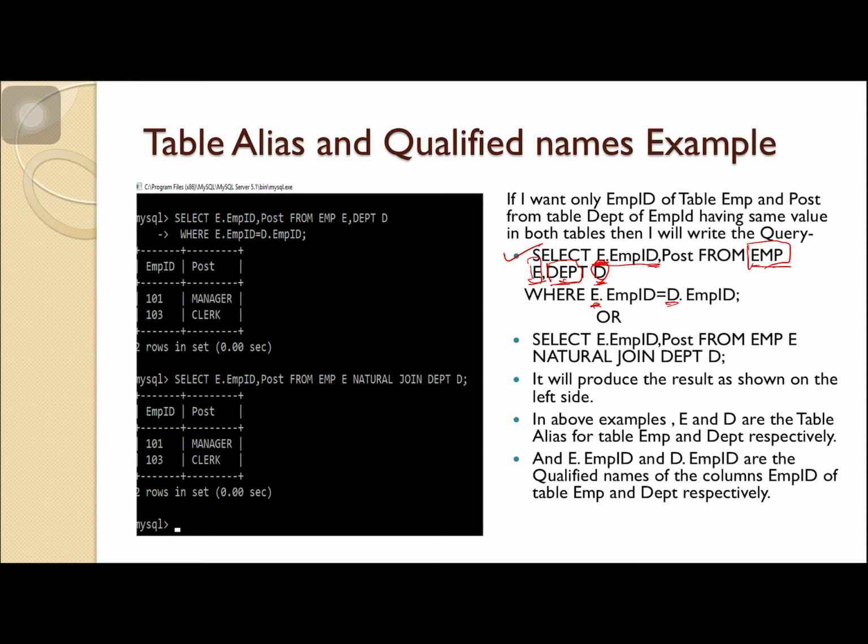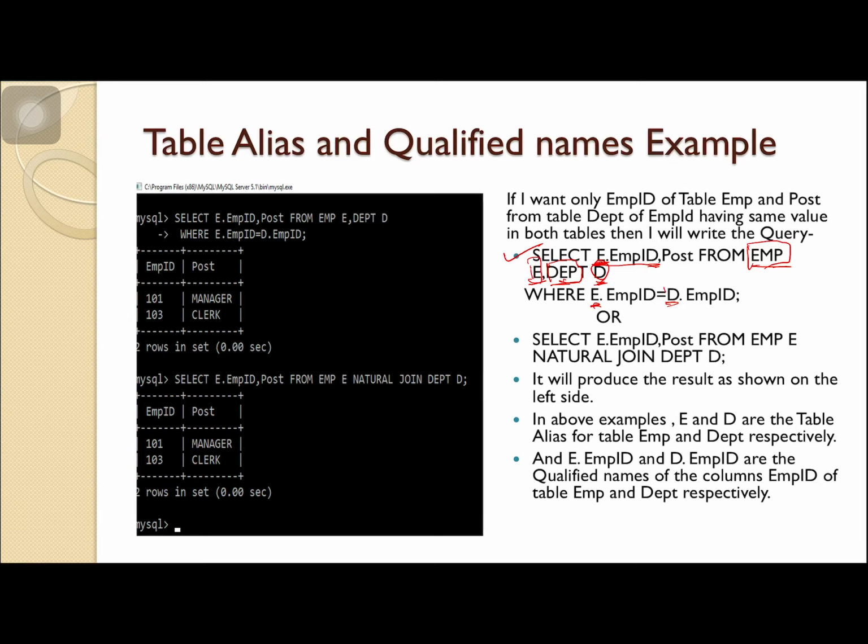Okay. So we can use these alias E and D for the temporary name of the table. This is useful whenever we want a lot of columns from a particular table. This is the qualified name. Okay. Qualified name means whenever there are two tables having the column with the same name, we have to give them the qualified name. Qualified name shows whether the particular column is of the first table or of the second table.